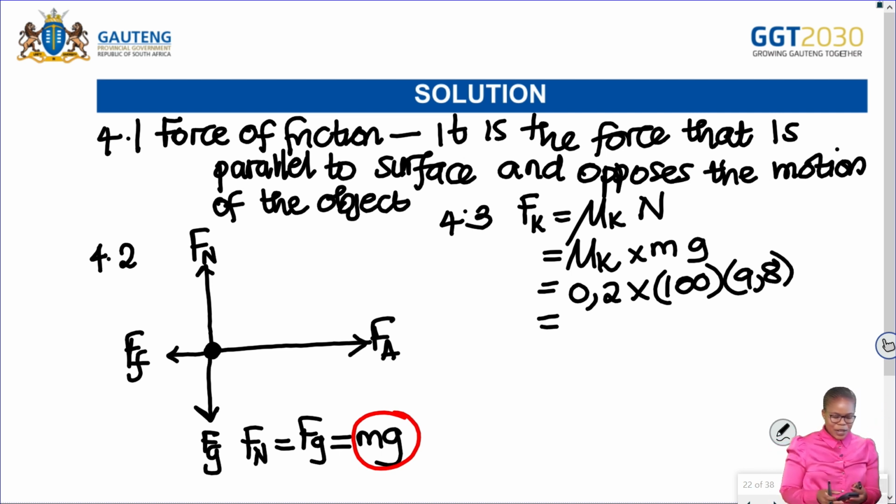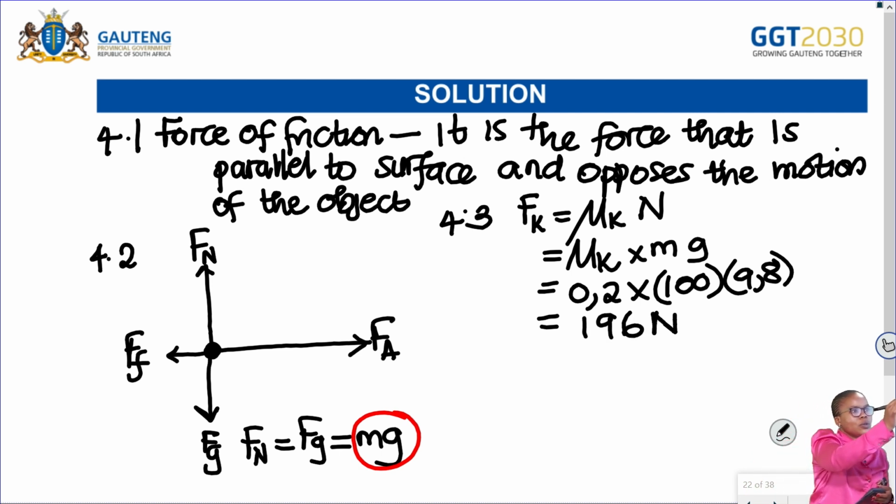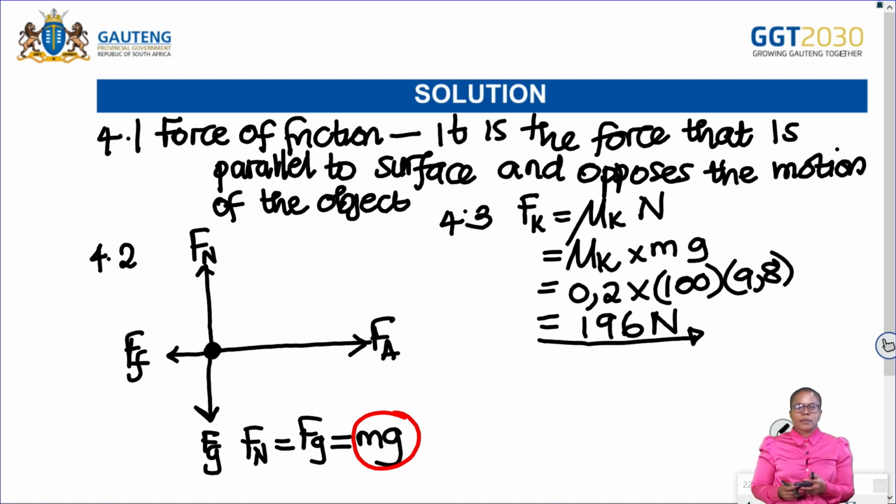Put everything in your calculator and say 0,2 multiplied by 100 multiplied by 9,8 is going to give you a good 196 newtons. Okay, beautiful stuff.